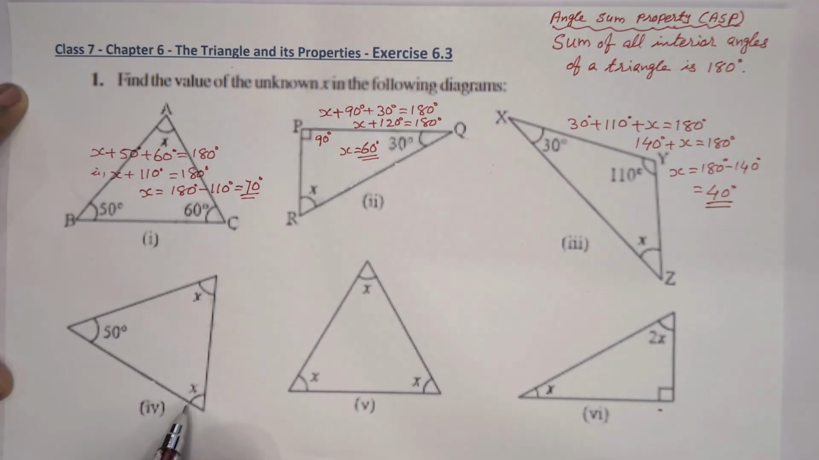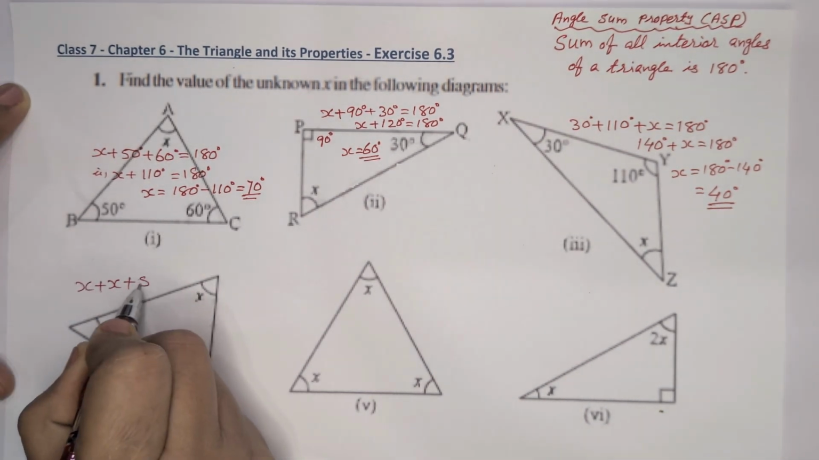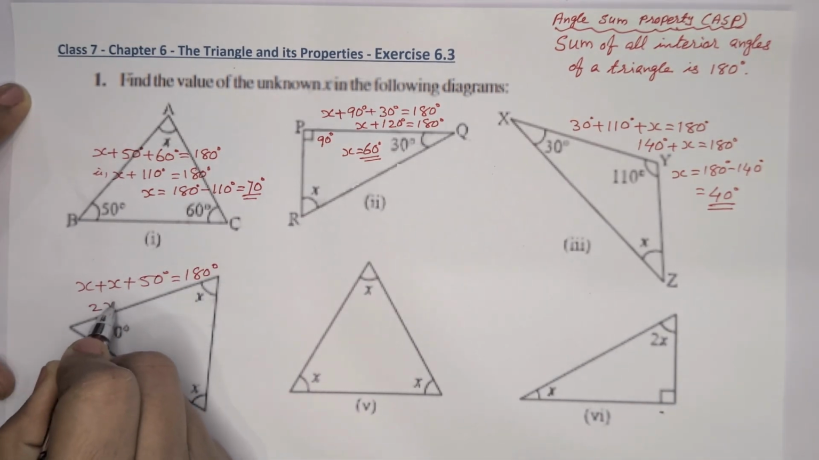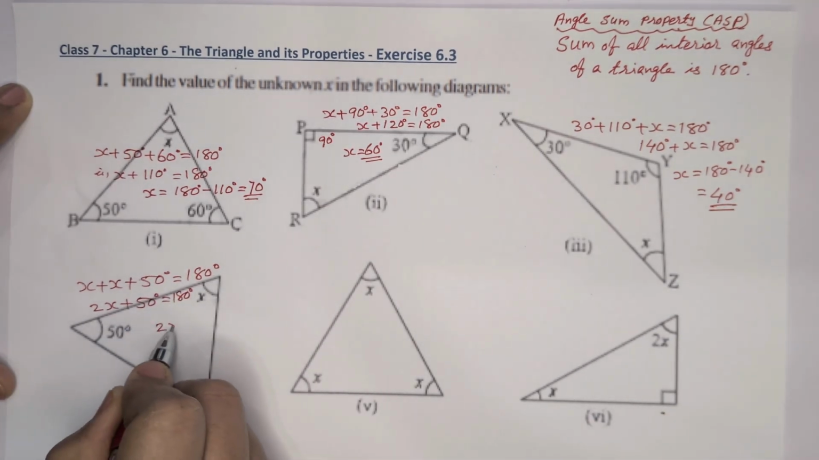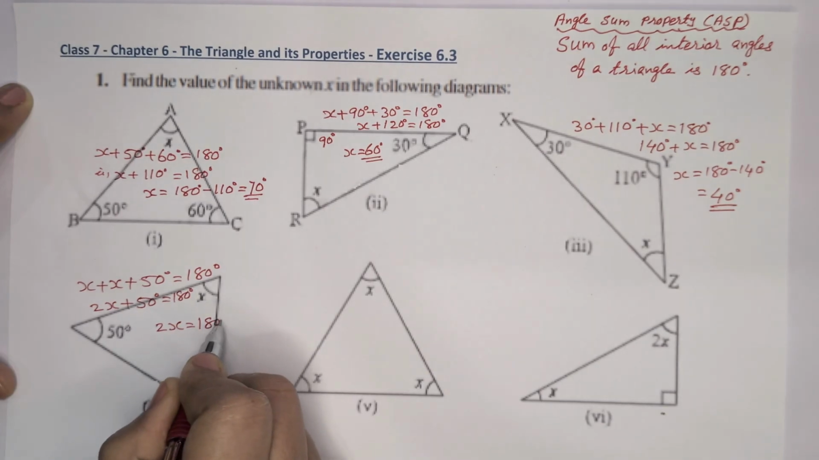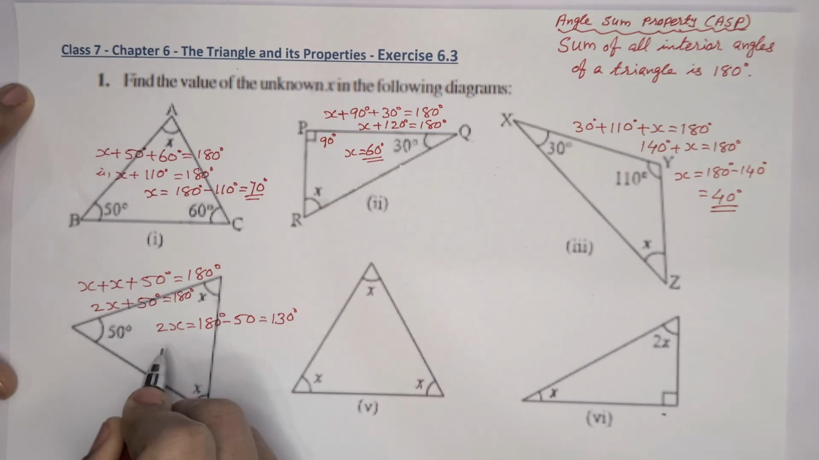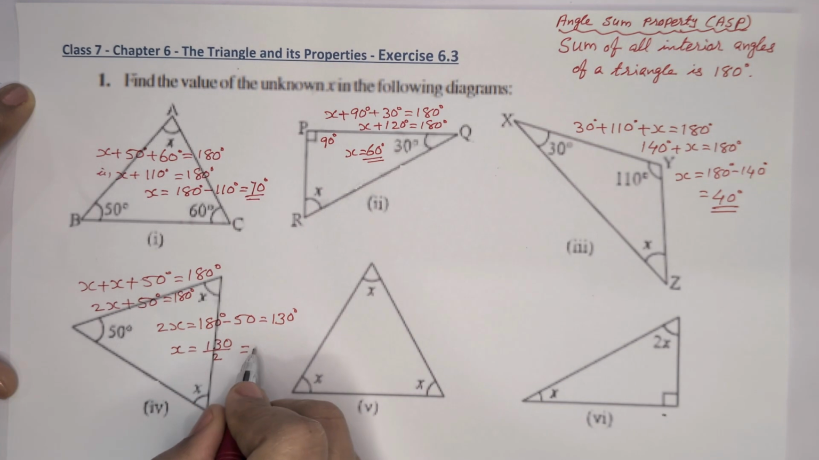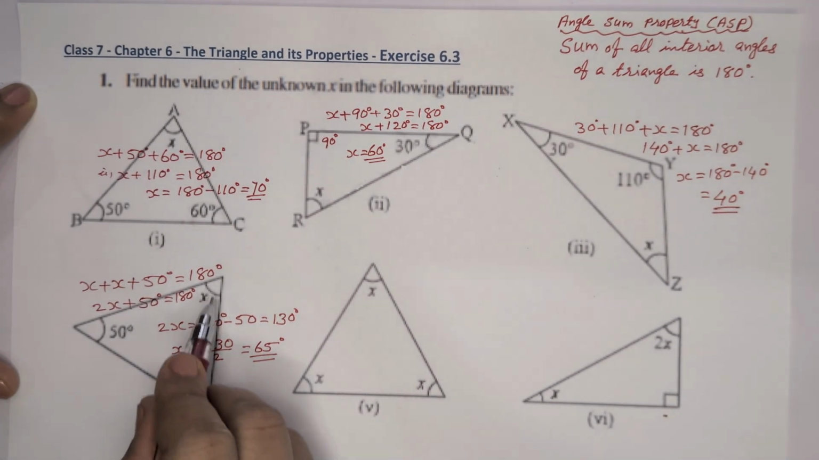Next, here both two angles are x. That means both angles are the same. So we can write x plus x and the other one 50 degrees. Sum of all three angles is equal to 180. That means 2x plus 50 is equal to 180. From that, 2x is equal to 180 minus 50, which is equal to 130. From that, x is equal to 130 divided by 2, which means 65 degrees. Each angle is 65 degrees.